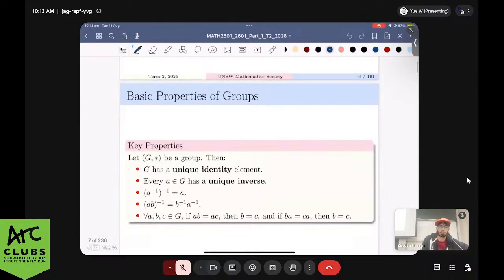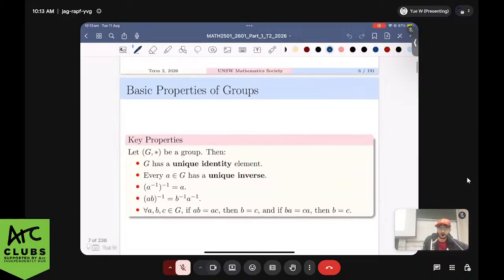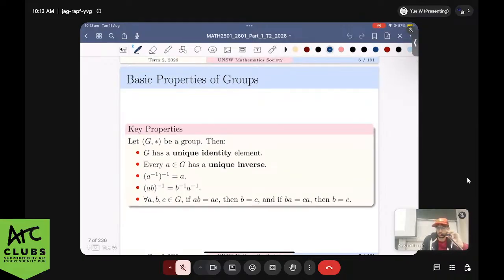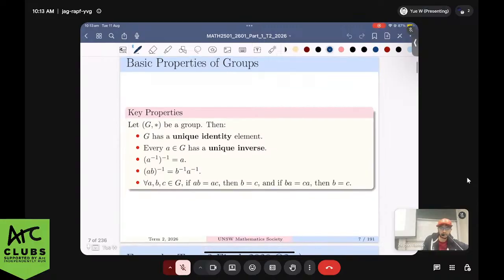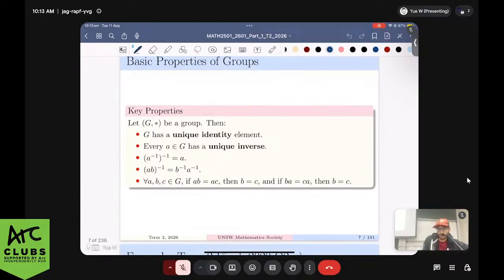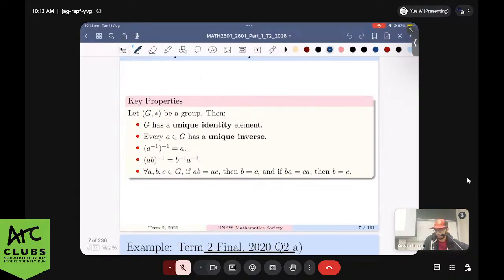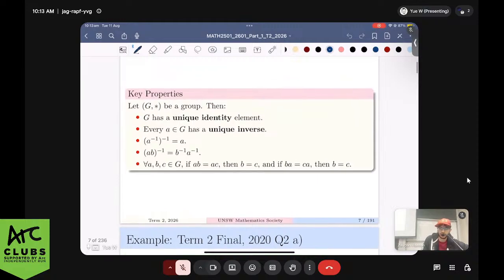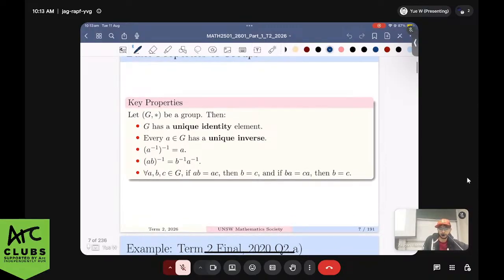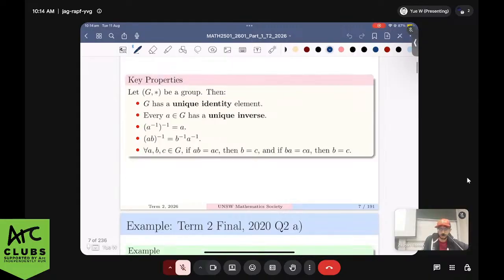Okay, these are some important properties of groups. So first of all, a group has a unique identity element, and every element has a unique inverse. These are two pretty common properties. Also, the inverse of an inverse is the original element, and AB inverse is B inverse A inverse. And also we have a cancellation law, which is just if AB equals AC, you can cancel A from both sides, technically by multiplying or like applying A inverse to both sides. And similarly, if BA equals CA.